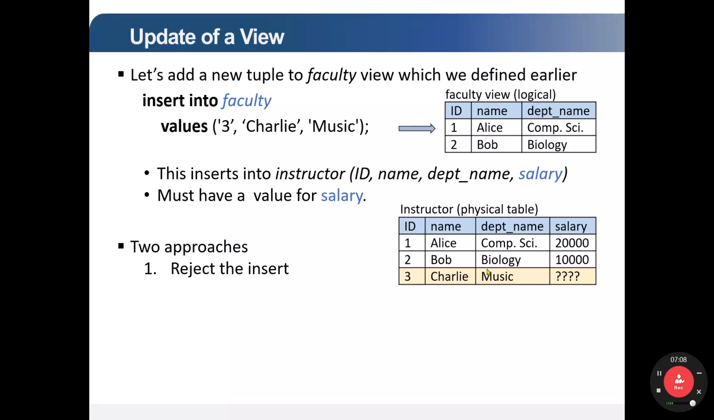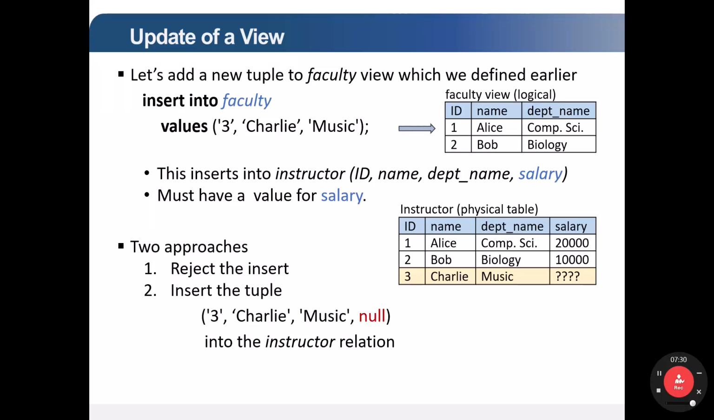And there are alternative approaches. It depends on what DBMS you use. Some DBMS will store a null value for that unspecified column, but it is possible for a DBMS to reject that insert query. So if you try to insert a new record into a view, not the physical table, then the insert query may fail. But most DBMSs insert a null value instead.